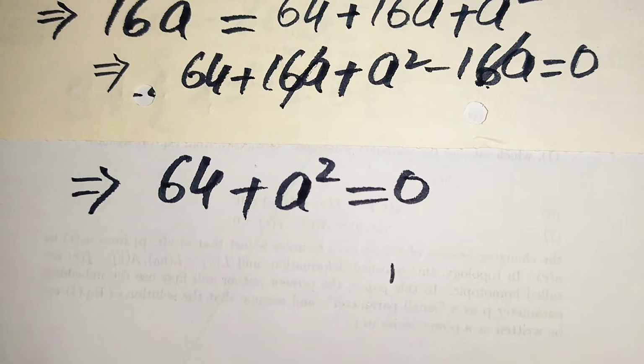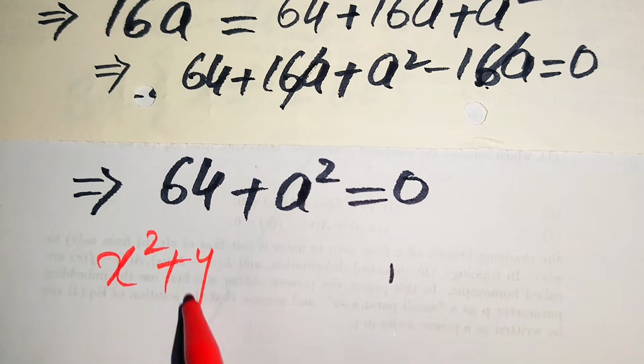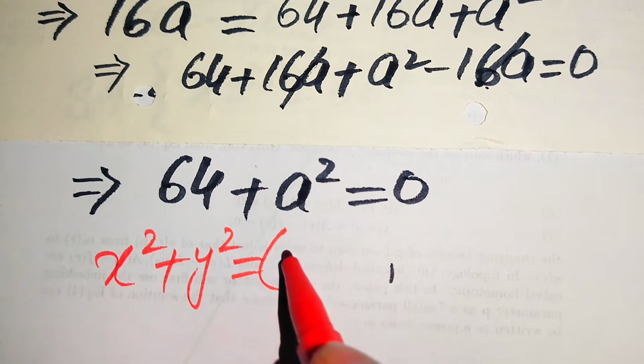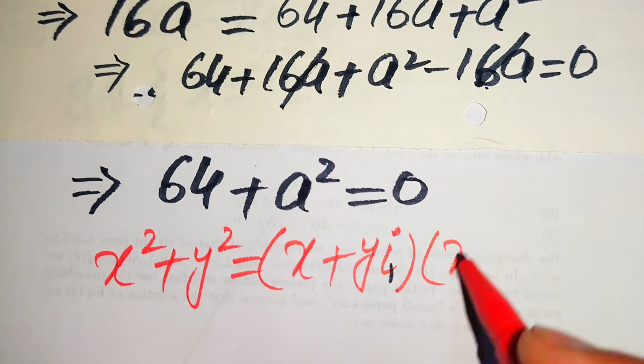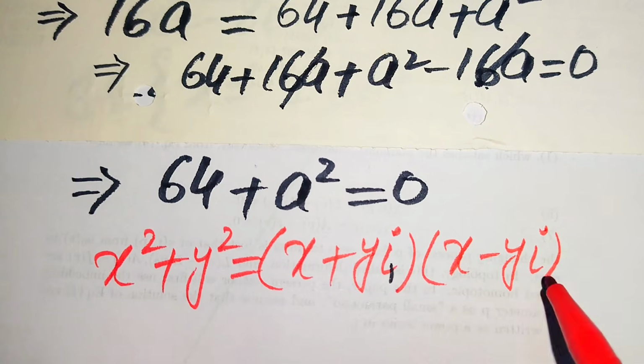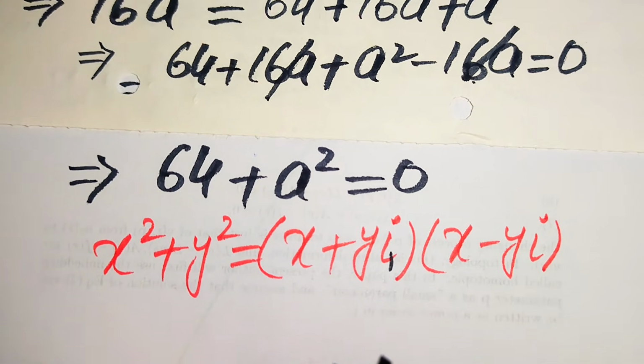And now in the next step here we use another algebraic formula. You know about that. If we have x square plus y square equals x plus y iota into x minus y iota. So the above formula looks like the x square minus y square formula, but here we use, this is nice, the x square plus y square formula. So if you have the positive sign here, then the factors become complex.